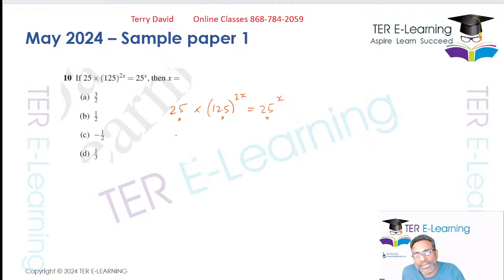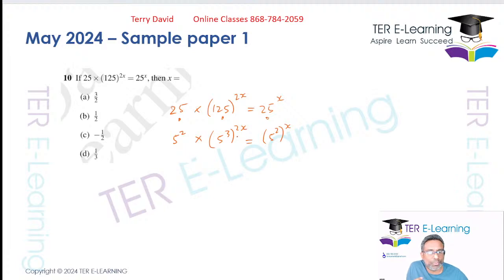So on the left side, I can write 25 as 5 squared, and this is being multiplied by 125, which could be written as 5 cubed. And that has been raised to the power 2x. This 25 here could be written as 5 squared raised to the power x. So now my base here is 5.